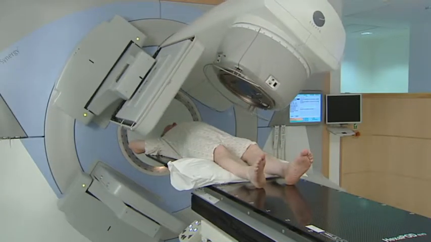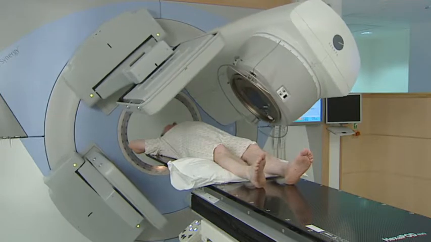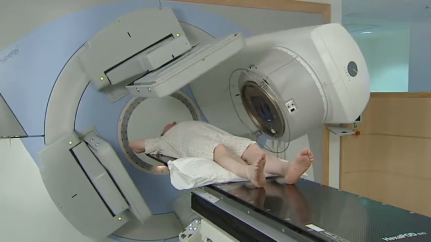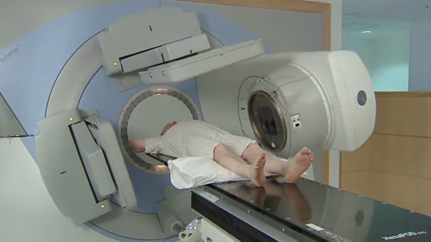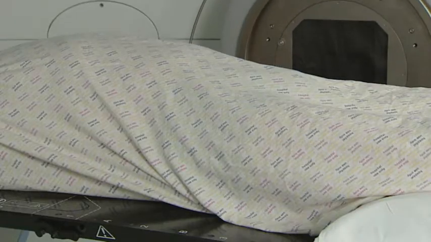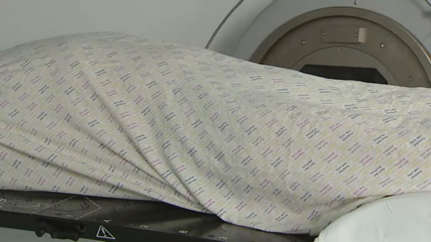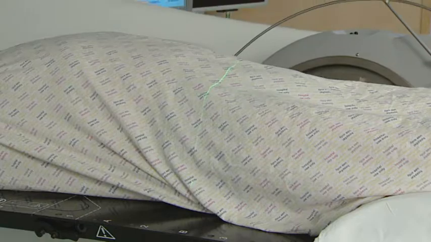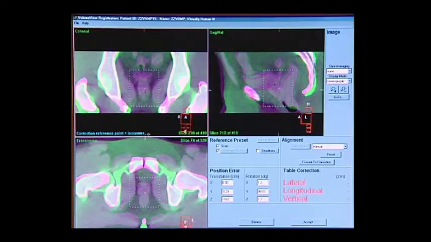When the patient gets on the treatment machine, he may not be in the correct position. A second localization scan is taken and image registration used to align the two scans to ensure the patient is positioned correctly for accurate treatment.